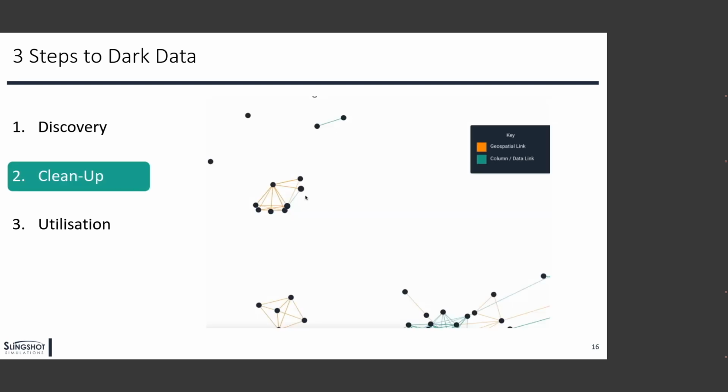Once we've got that, we can use this approach to do cleanup. We can look at the data that is disconnected, these ones at the top of the screen, and say actually they're not connected to anything else. So can we just get rid of them? Or do we just need to do an audit of them?